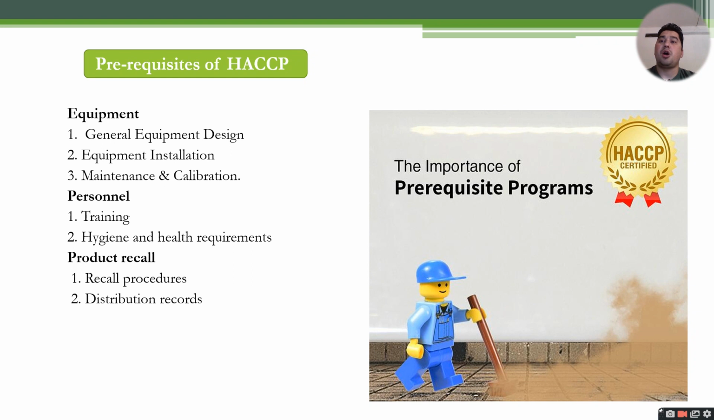Recall procedure. A recall procedure should be there. How are you going to recall the food product? You should have the list of all of your customers, and if there is any issue, how are you going to recall that food product? And you should have the distribution records also, which we call food dispatch records, that you should maintain under the product recall procedure.